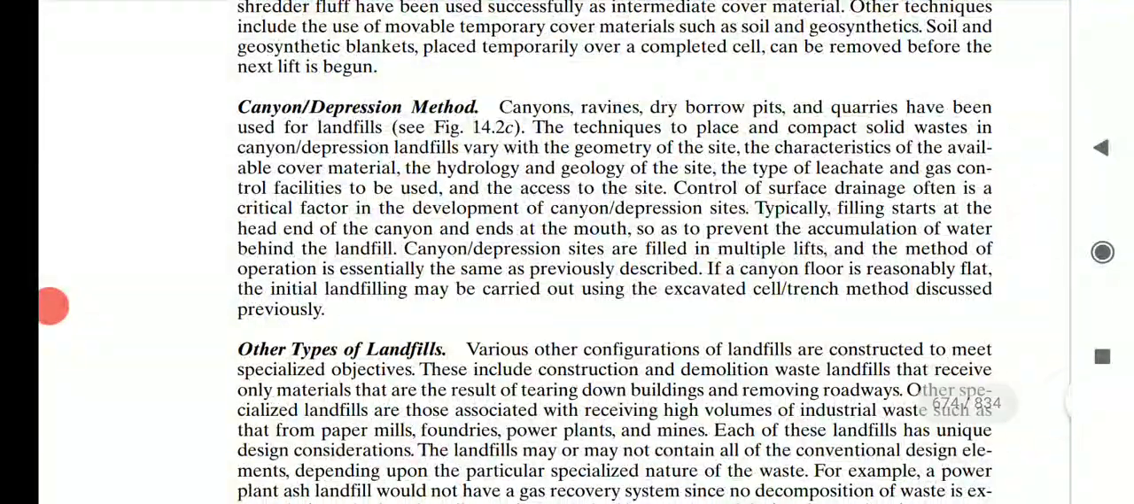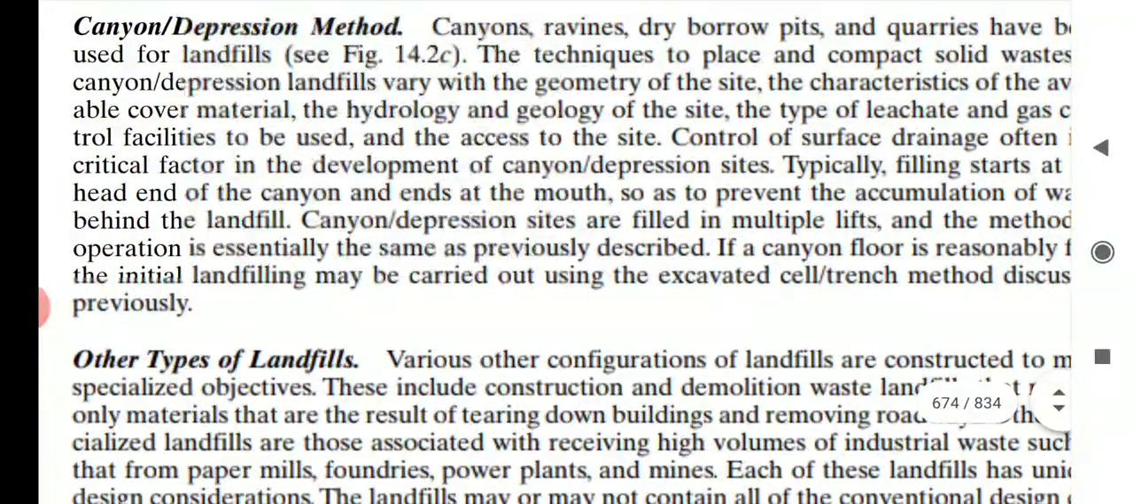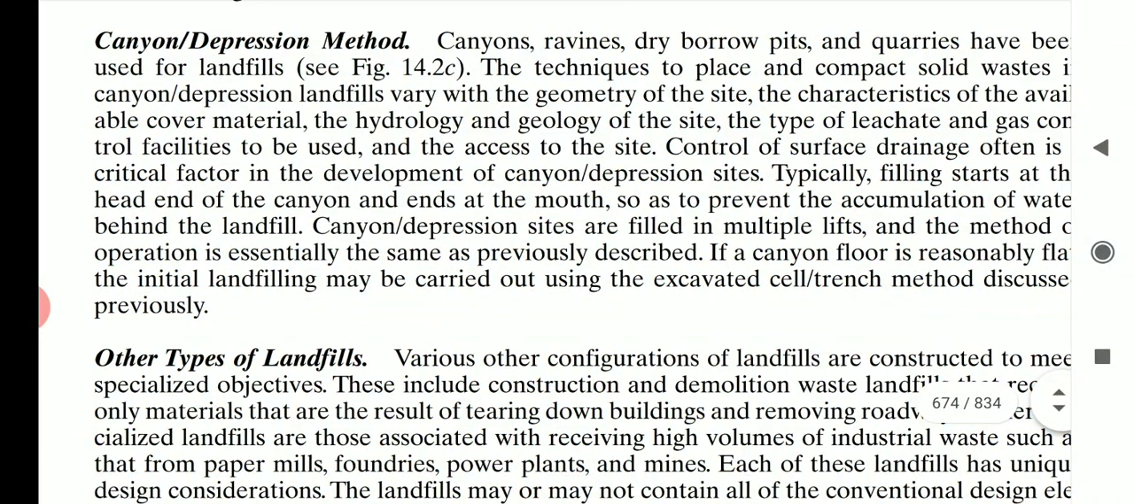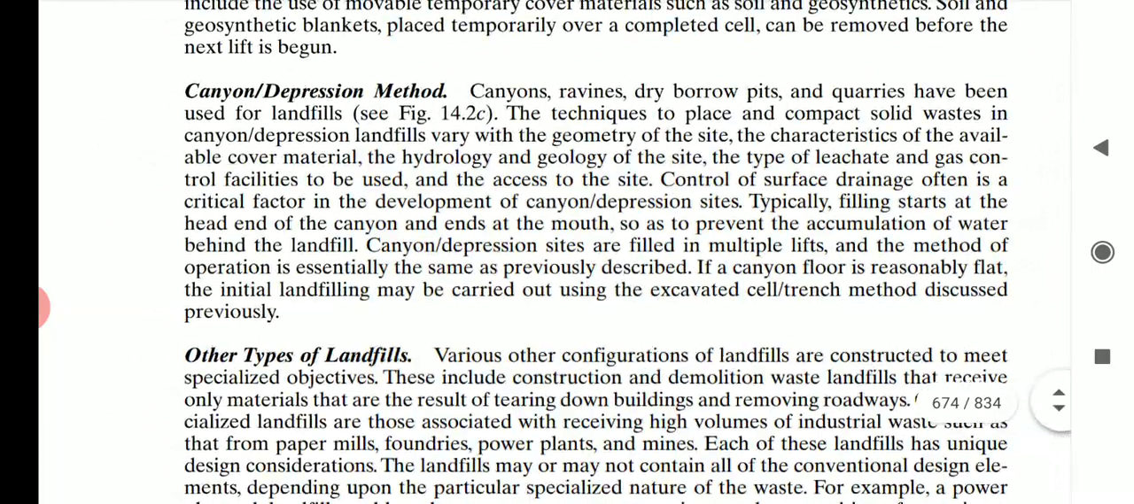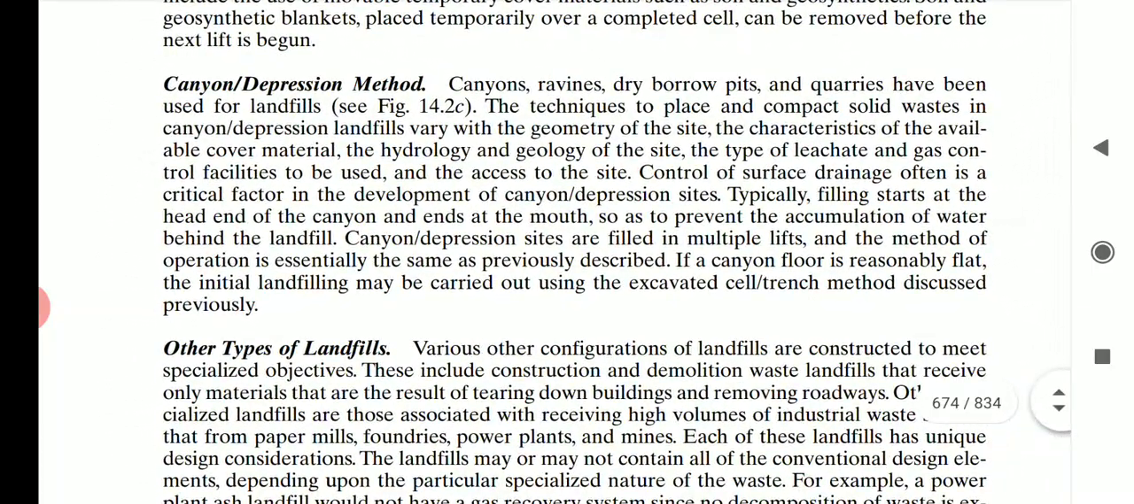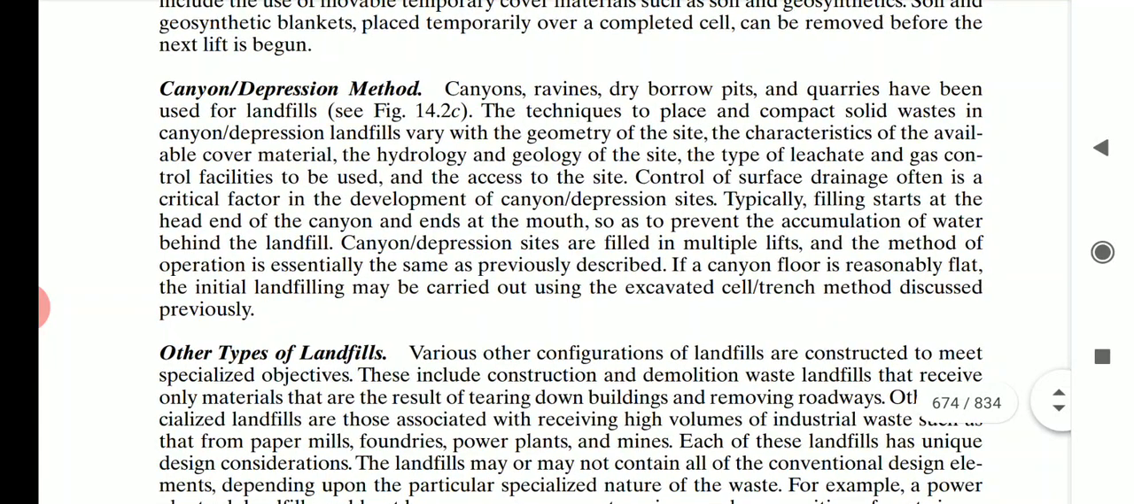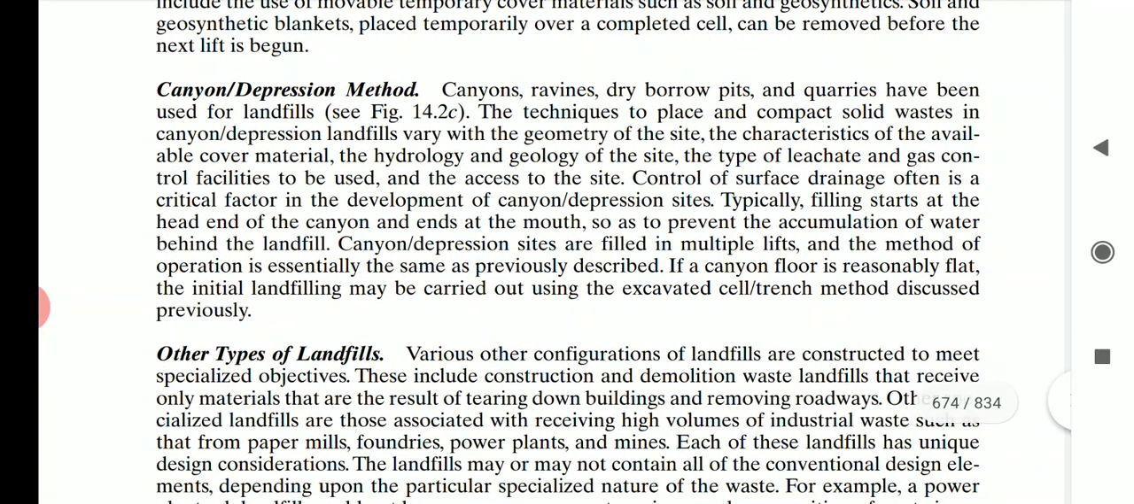And next is canyon or depression method. What these canyons or ravines or dry borrow pits and quarries have been used for landfilling. The technique to place and compact the solid waste in canyon or depression landfills varies with the geometry of the site.